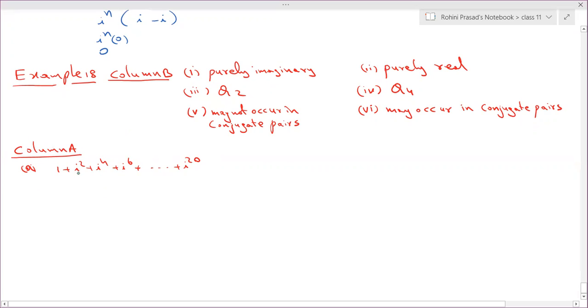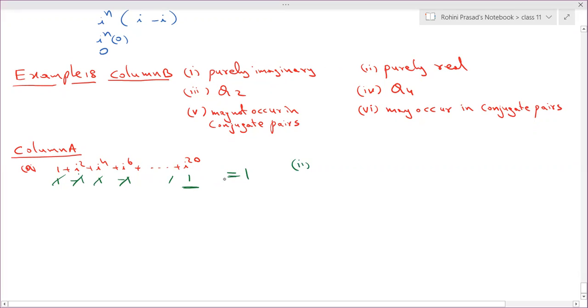So i square is minus 1, i power 4 is 1, this is minus 1, this is 1, this is minus 1 again. So i power 20 is a multiple of 4, so it's 1. If you see, the sequence begins with 1 and ends with 1. So 1 minus 1 gets cancelled till the end, and you'll remain with 1; the value will be equal to 1. So of the options present, purely imaginary and purely real, purely real should be the correct answer.